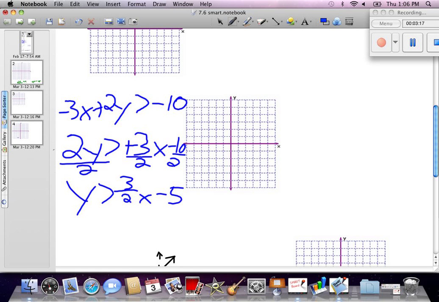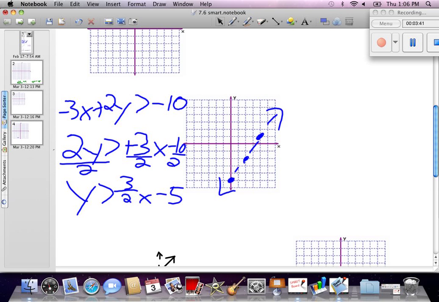I'm going to put my first dot at negative 5. Down 1, 2, 3, 4, 5. And then I'm going to go up 3 over 2. Up 1, 2, 3 over 1, 2. Now it's a dotted line, or a dashed line, because it's not underlined.